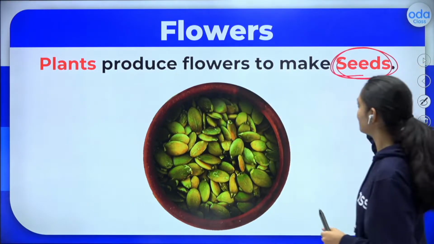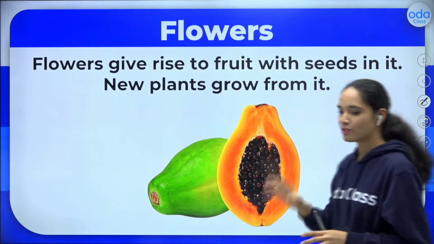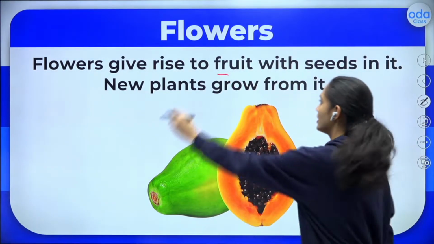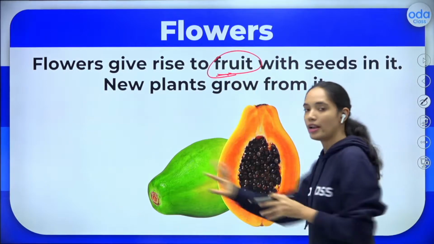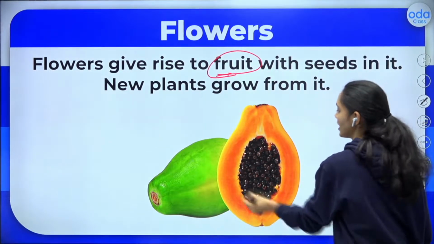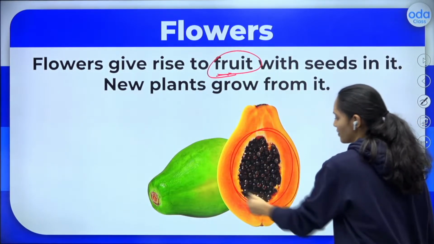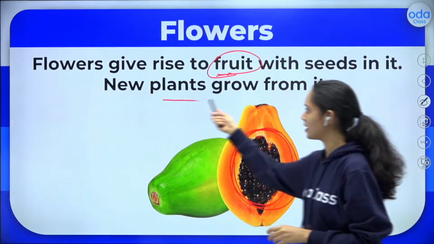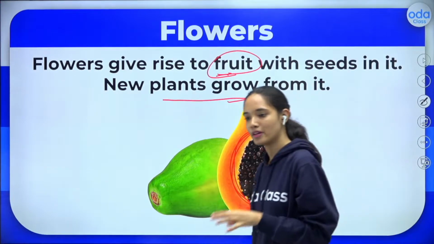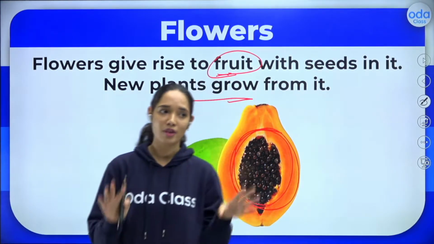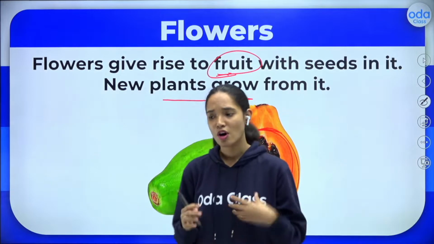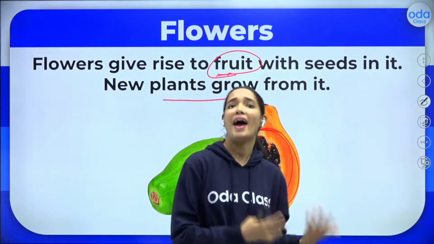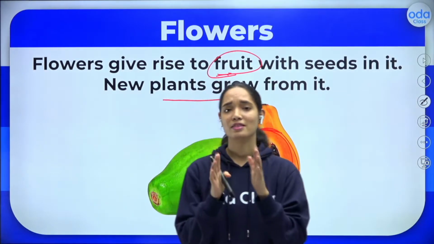Moving ahead, these flowers give rise to fruit, isn't it? Flowers give rise to fruits. And now these fruits have seeds within them, and these seeds are going to produce new plants. So always remember, flowers are not just present to attract us, or to make us happy. Okay, there is a specific reason.